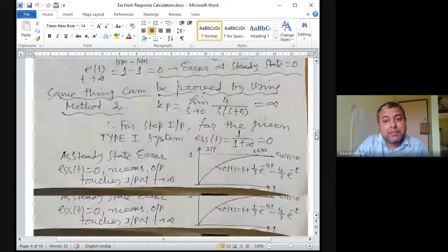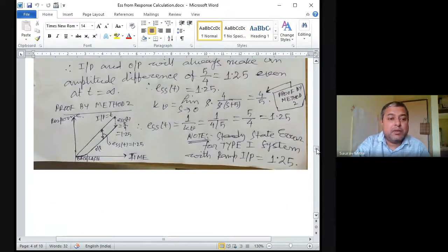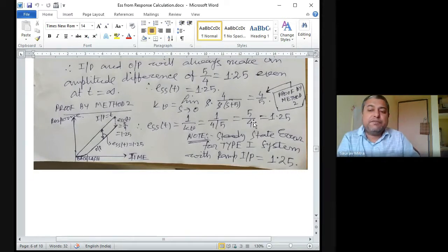If you find the same thing for a type 1 system, in that case input and output both are diverging, but their distance is not increasing with respect to time, because we have proved it: their distance is actually kept constant at 5 by 4, that is 1.25. So this is the very big difference between the type 0 system ramp response and the type 1 system ramp response.